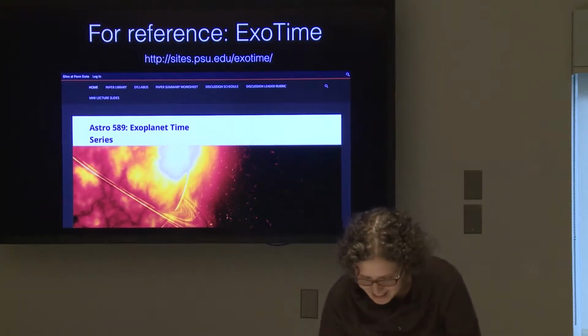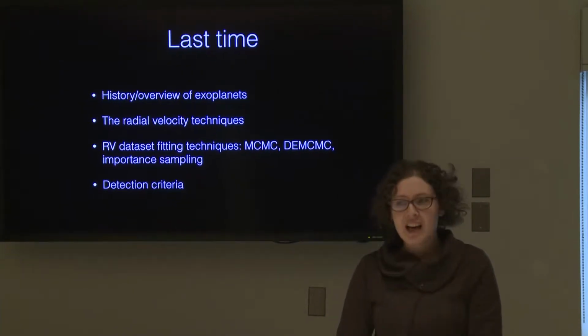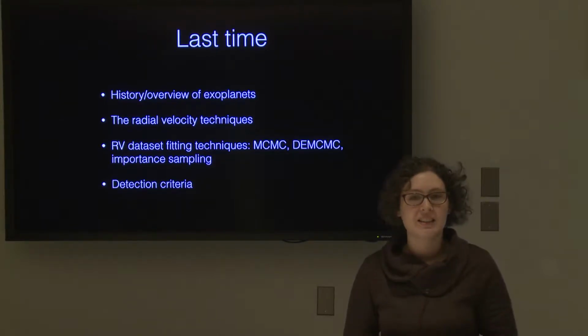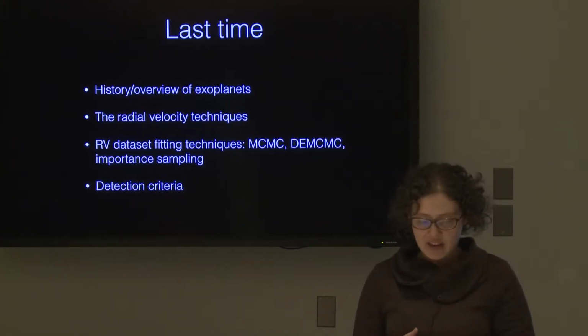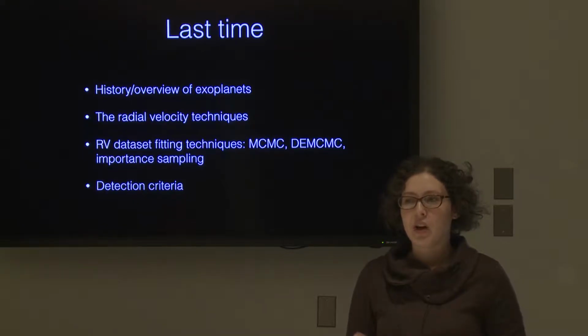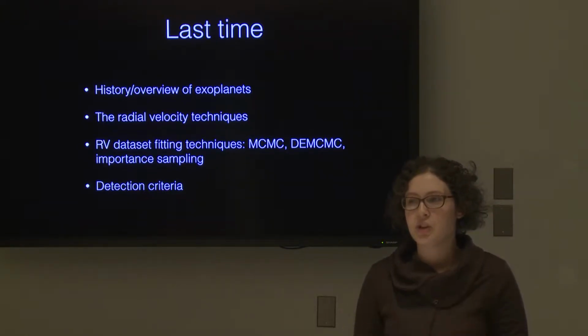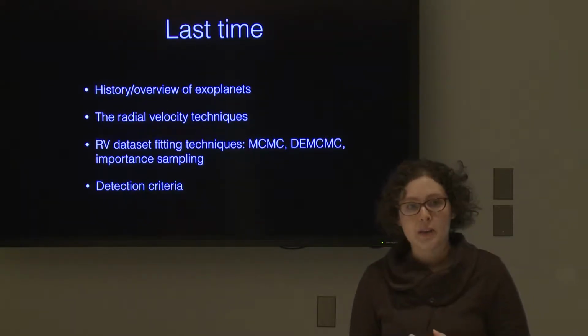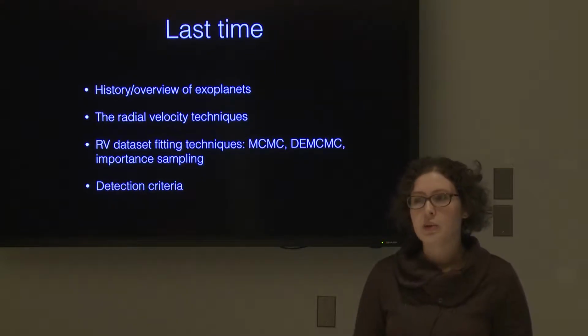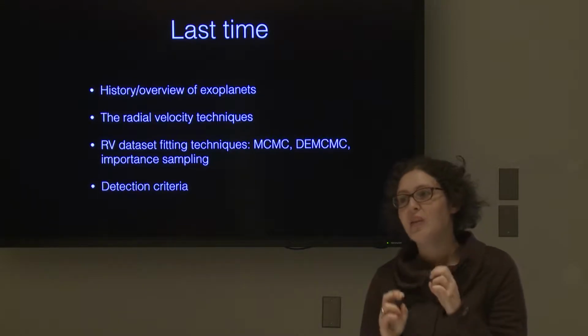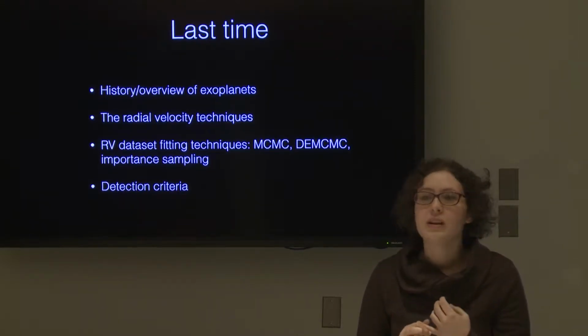Okay. All right. So last time, my understanding is that Eric gave you an overview of exoplanets and history about when and how they were discovered. He focused a lot on the radial velocity technique, and he talked a lot about how to fit those data sets and different approaches people have been developing to fit them in a better way and get out better parameters for the planets. And also, he talked a bit about the detection criteria, like how do you know that you actually found an exoplanet and it's not just noise or stellar activity.